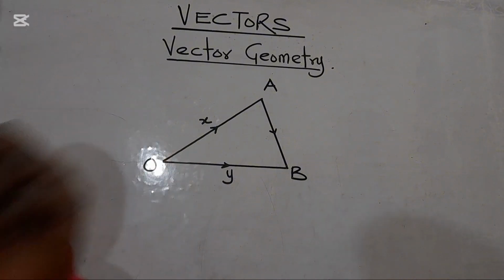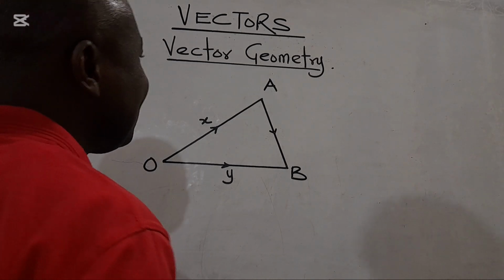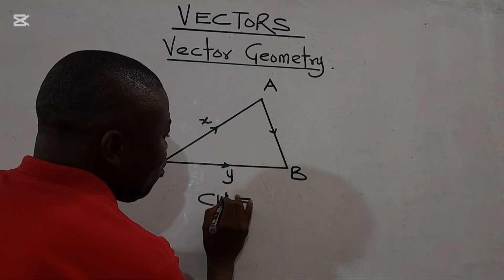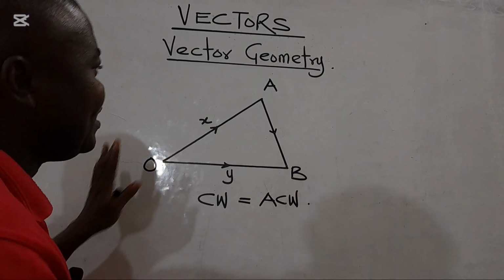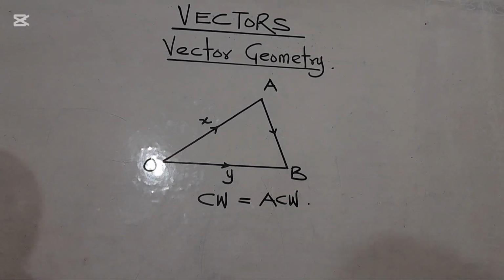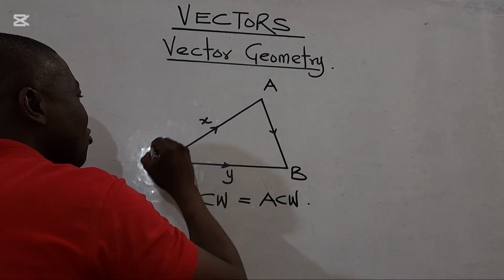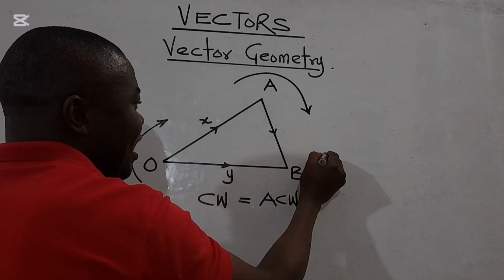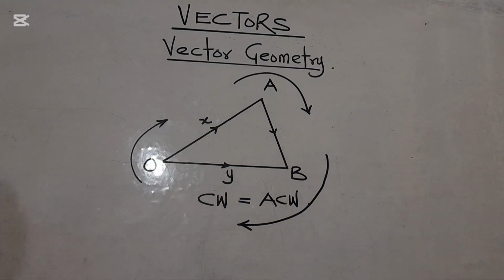Now, there's this rule I want us to use here. We are going to look at clockwise direction. Clockwise direction must be equal to anti-clockwise direction for this vector to be same. Let's see. Clockwise. O to A is clockwise. Look at this. Clockwise, and clockwise. Let me go this way. Clockwise. See, we're moving in a clockwise direction.